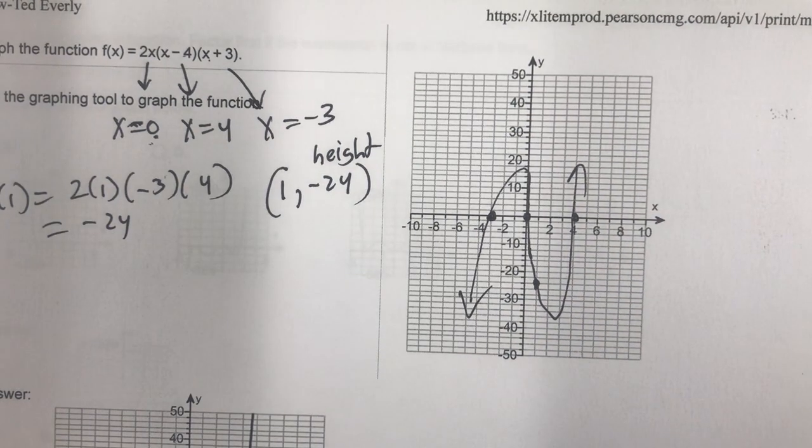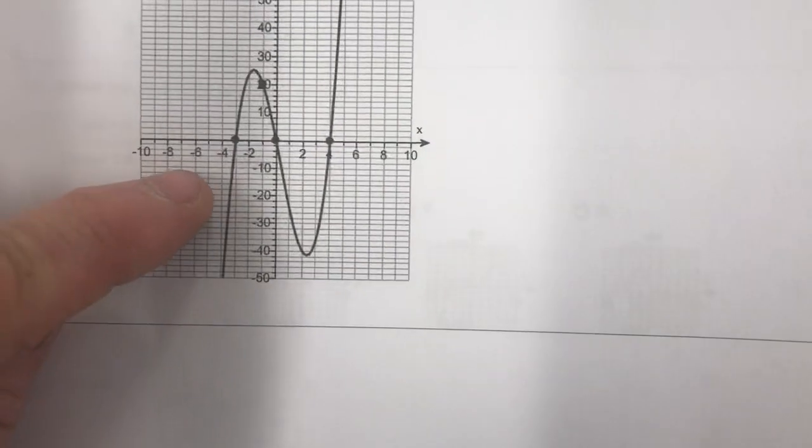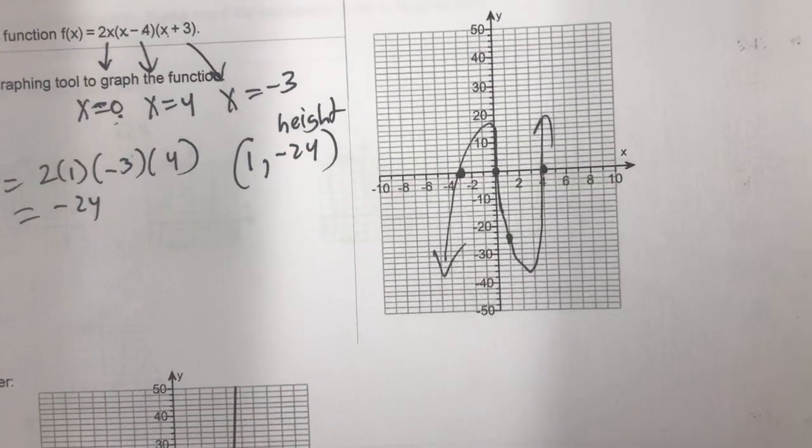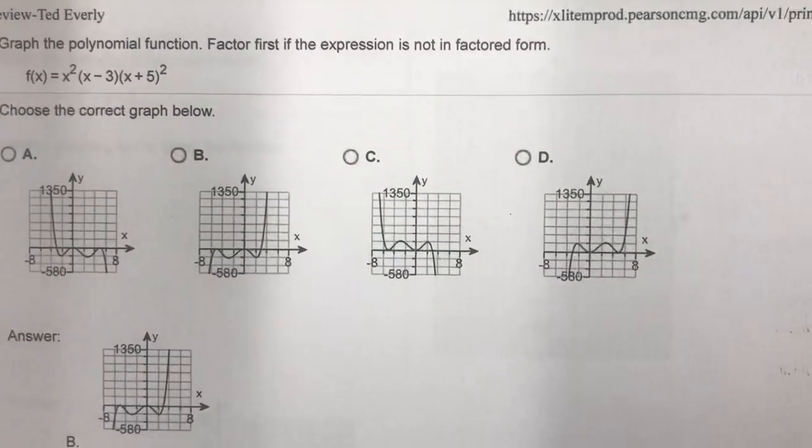Anyway, it'll make the graph for you, which it's going to look like this. All right, 22.